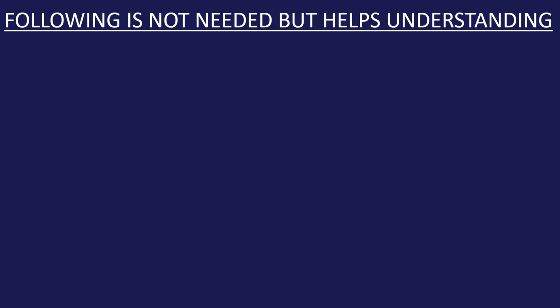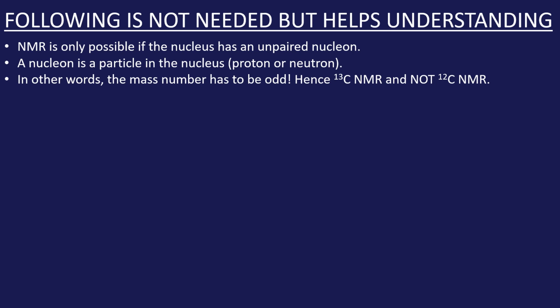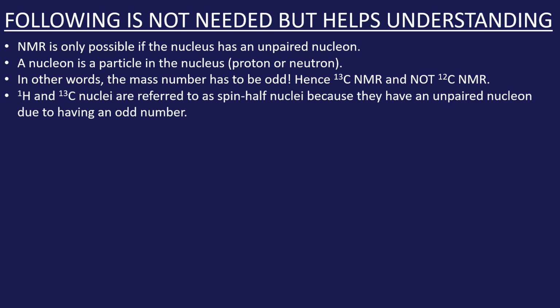This following information is not needed. You will not be examined on this, but it definitely helps our understanding. So NMR is only possible if the nucleus has an unpaired nucleon. By nucleon, I just mean the particles in the nucleus, protons or neutrons. In other words, the mass number has to be odd, hence carbon-13 and not carbon-12, because carbon-12 doesn't have an unpaired nucleon. Because it has to be unpaired in order to have this kind of spin. It means it has an overall spin, because if it has an even number of nucleons, they pair up and have no overall spin. But if you've got an odd nucleon, it will have a spin.